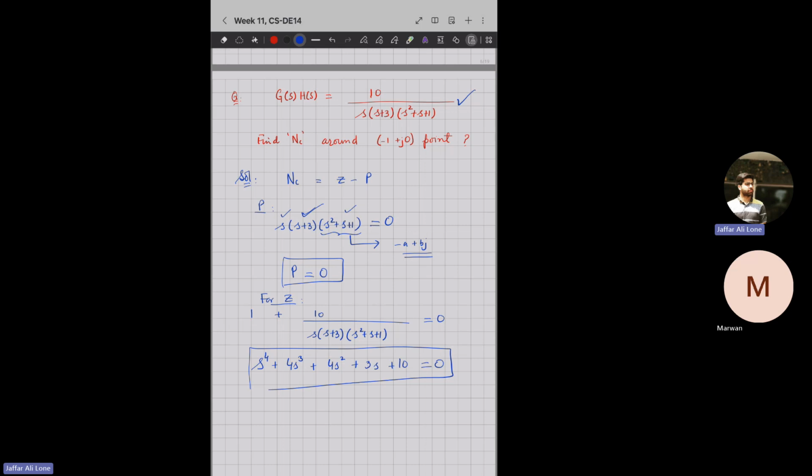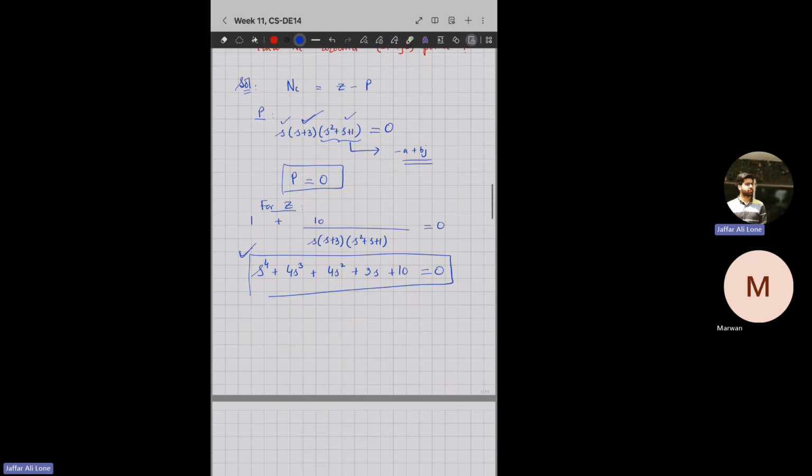The open loop one was easier to visualize because it was already in factored form, but this one is not in that form. How do we proceed? How can we find the roots of this equation? We have a method, the RH criteria. We can use the RH criteria, and from there the number of sign changes will give me the number of poles in the right half plane. So let's make the Routh array and do that.